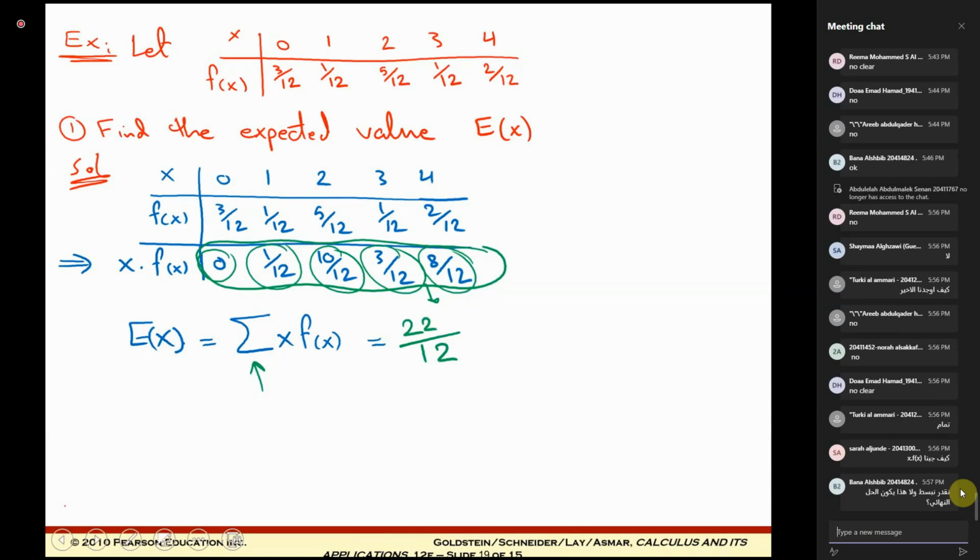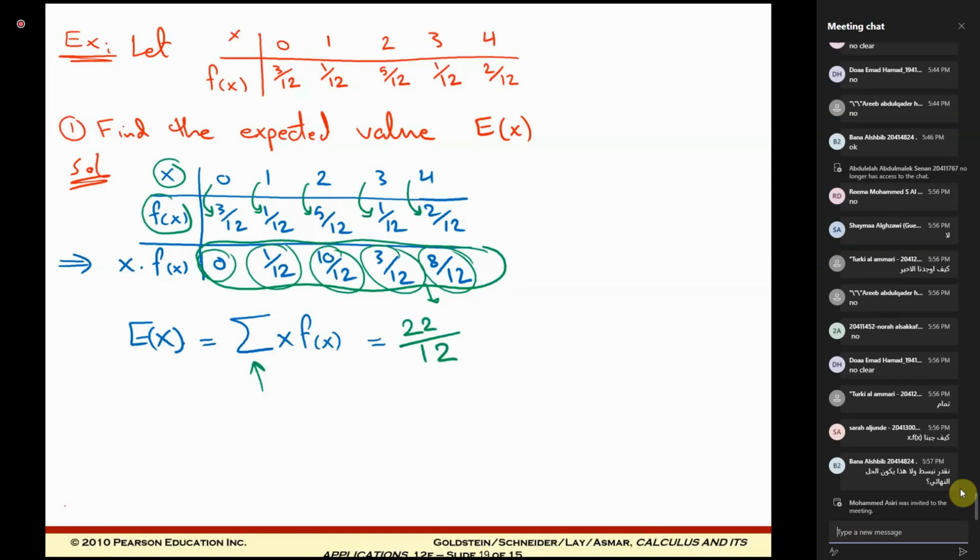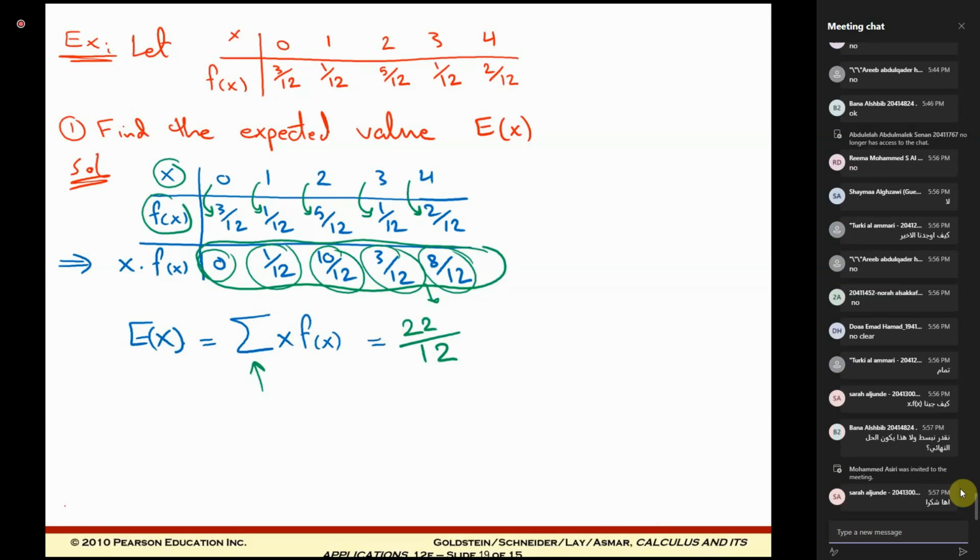أي سؤال؟ واضح يا تركي؟ أوكي واضح. كيف جبنا إكس اف اوف إكس؟ ضربناها. مين سألت؟ سارة. يا سارة هاي الإكس وهاي اف الإكس، يعني نضرب هذه في هذه، كل إكس بنضربها في اف الإكس تبعتها. نقدر نبسط، يعني 22 على 12 بإمكاننا نبسطها، 11 على 6 ما في مشكلة يا بانا.